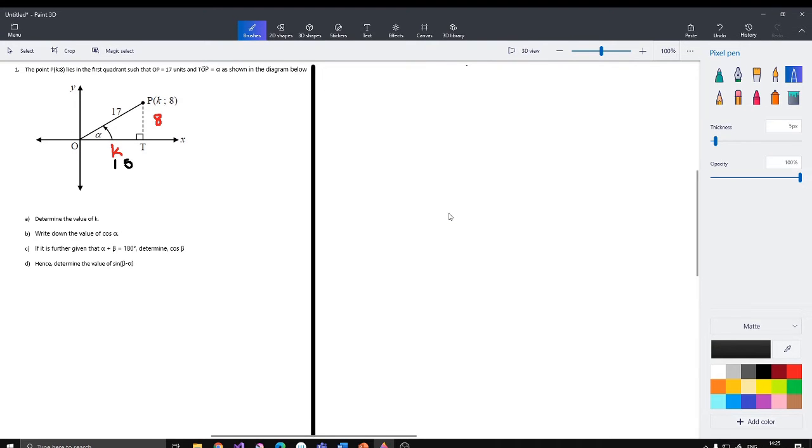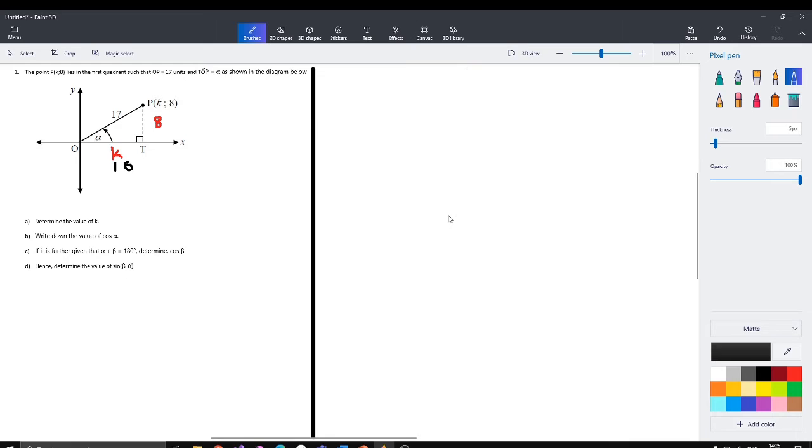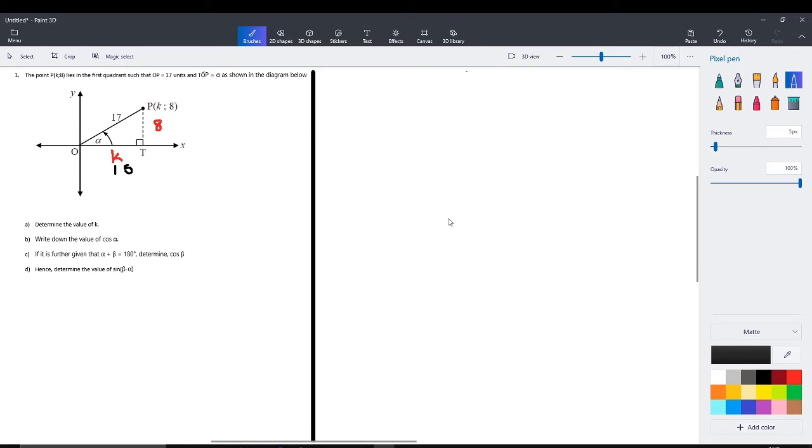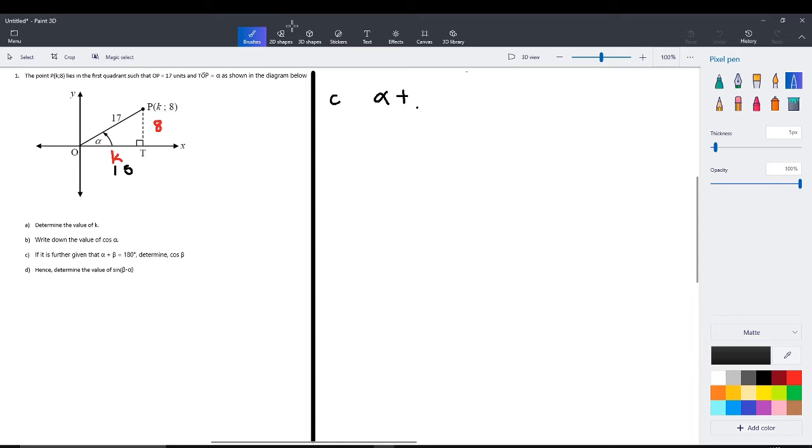For part C, if it is further given that alpha plus beta is equal to 180 degrees, determine cos beta. So alpha plus beta is equal to 180 degrees. And if we make beta the subject of the formula, it means 180 degrees minus alpha would be the same as beta. And we have been asked to find cos beta.